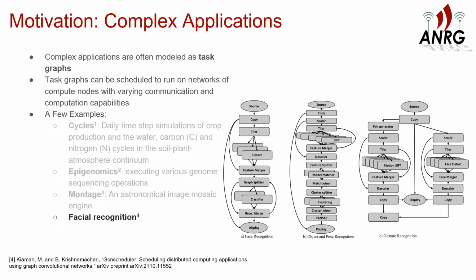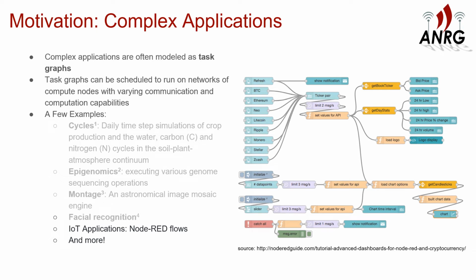Facial recognition is another example in the area of image processing and machine learning. Also, many IoT applications are modeled as task graphs. This example here shows a Node-RED flow for an IoT application. And there are so many other complex applications that can be modeled as task graphs. This is a really common thing.